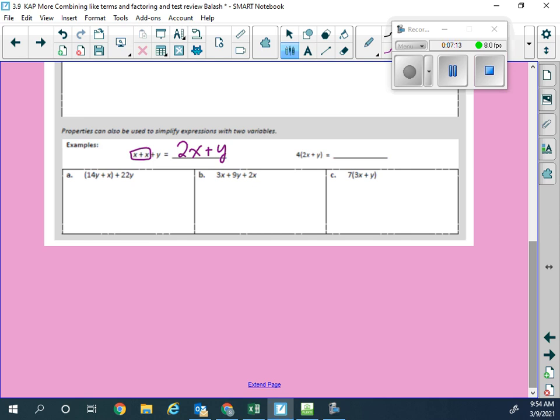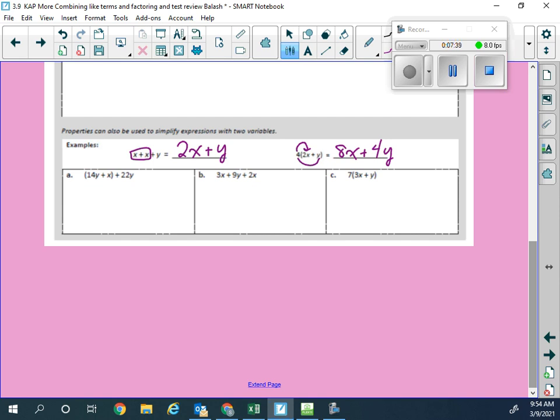Distributive property. So 4 times 2x, 8x, and 4 times y, 4y. Can I go any further? Why not? Because they're x's and y's, 2 different terms, can't go any further. Okay? Questions?